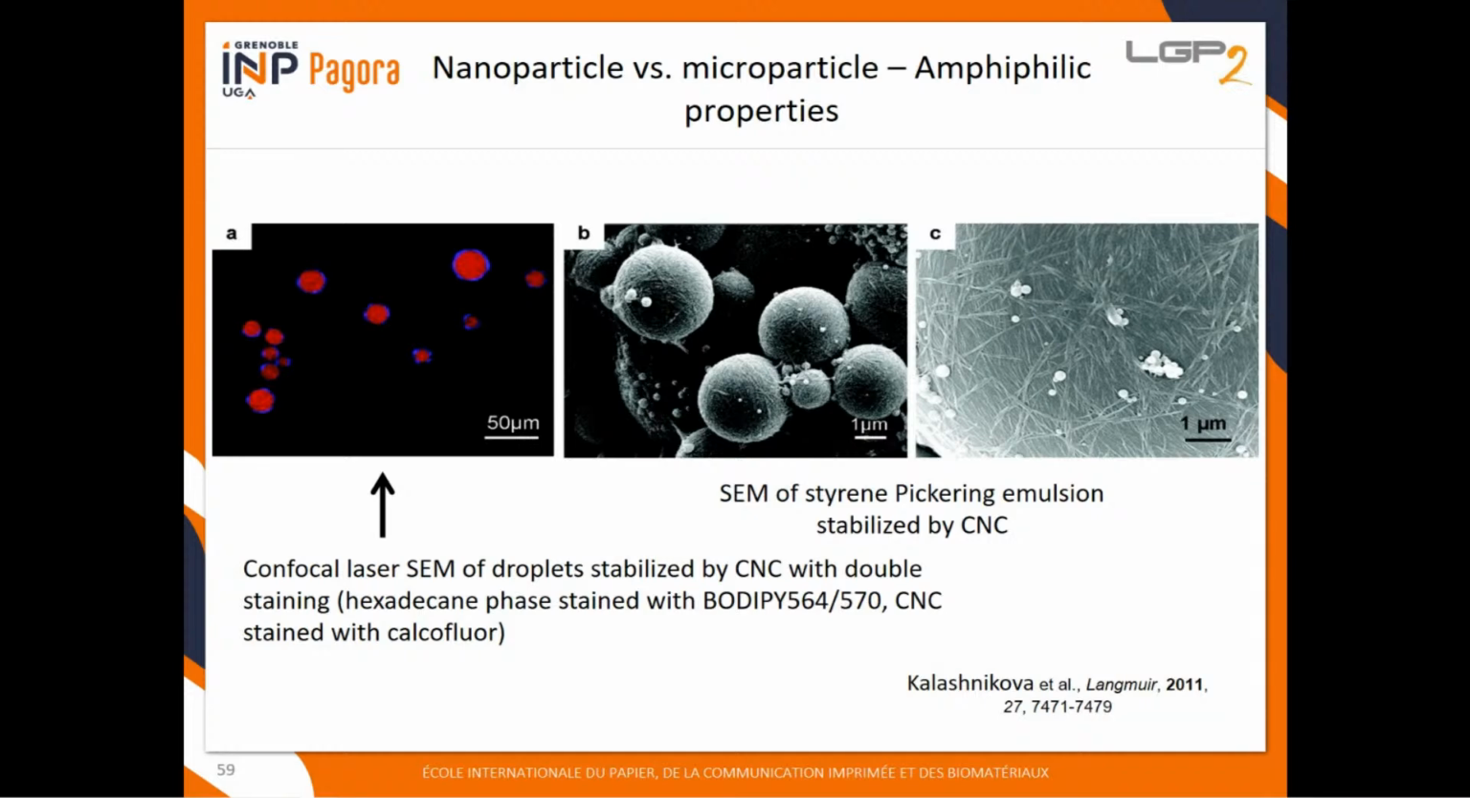You have a styrene Pickering emulsion stabilized by CNC. Styrene is in red and in black it's water. And you can see that the nanorods or nanocrystals locate at the surface of the oil droplet. We can see here and more here that the nanocrystals are located at the surface and act as a stabilizer for the emulsion.